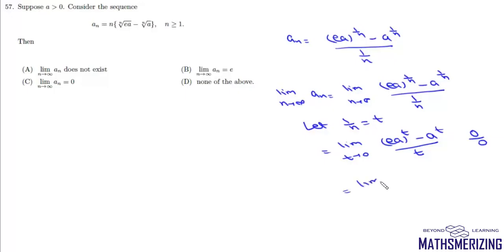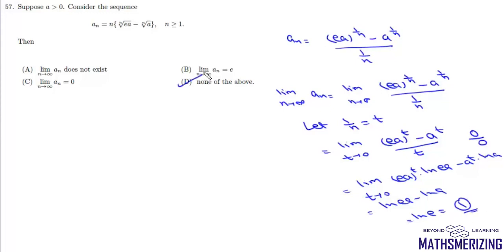So we can write limit t tends to 0 of e^t into log e minus a^t into log a. Now we'll put t as 0. So we'll get this as log e minus log a. So it'll be simply ln e, and ln e is nothing but 1. So the answer to this limit is 1, which is none of the above, option number D.